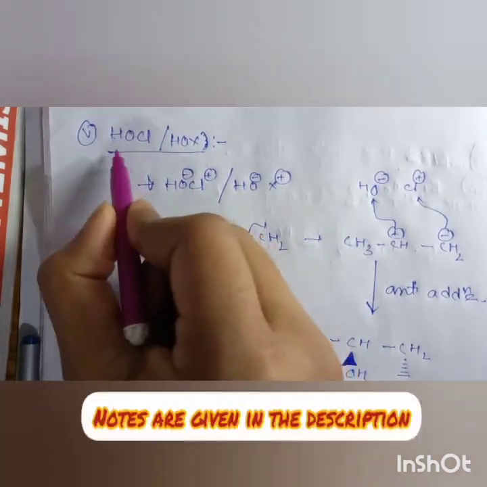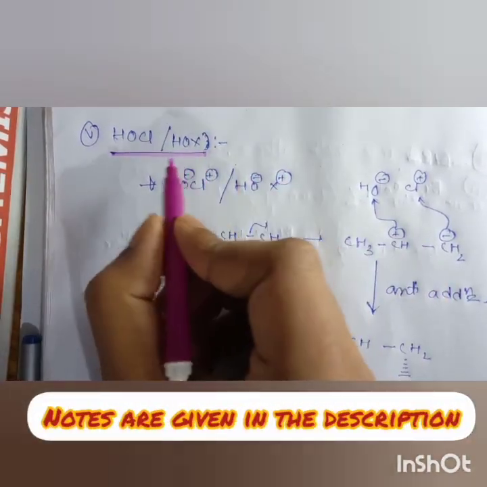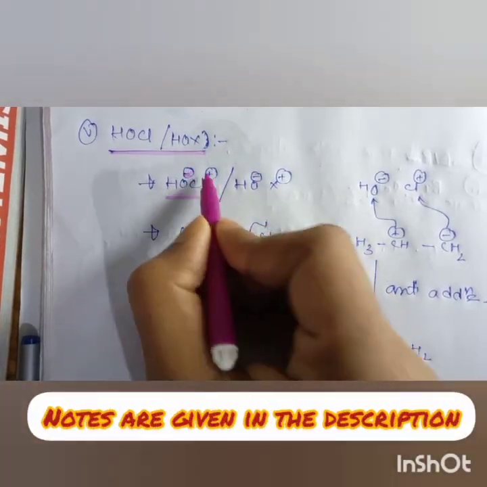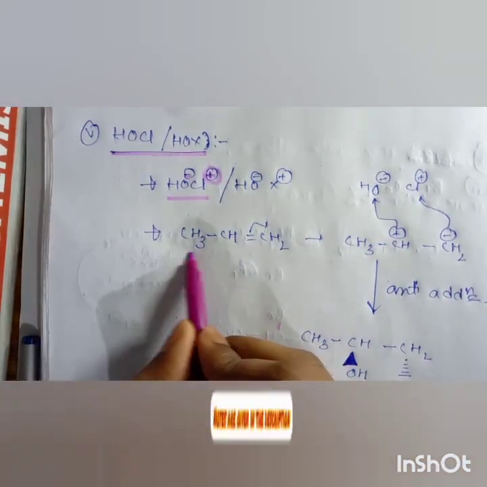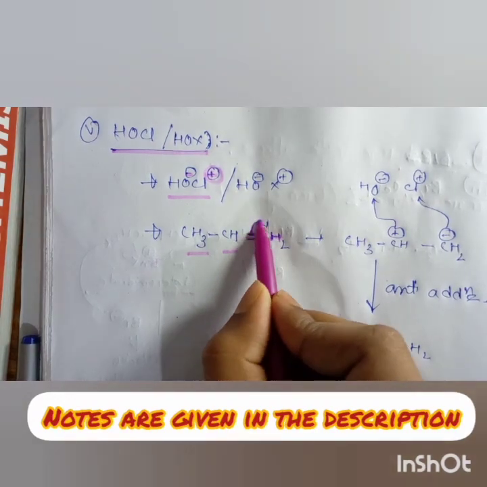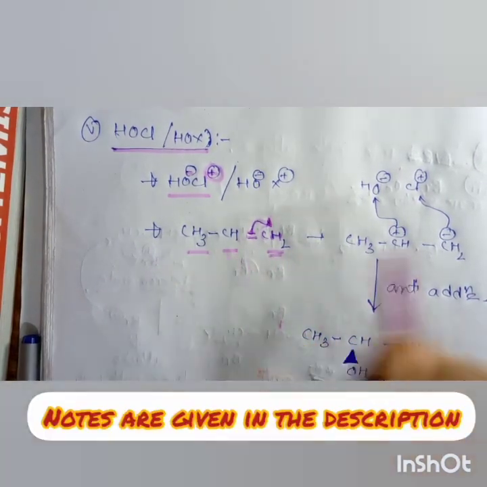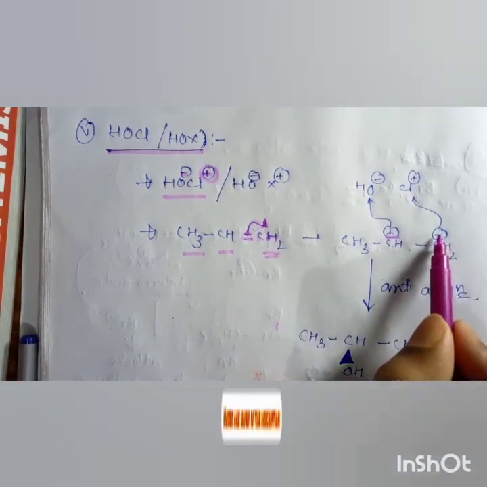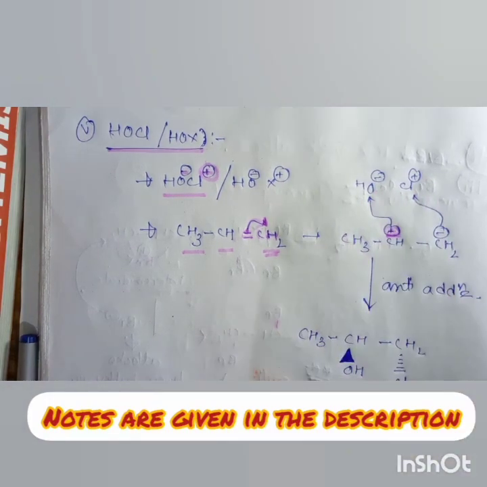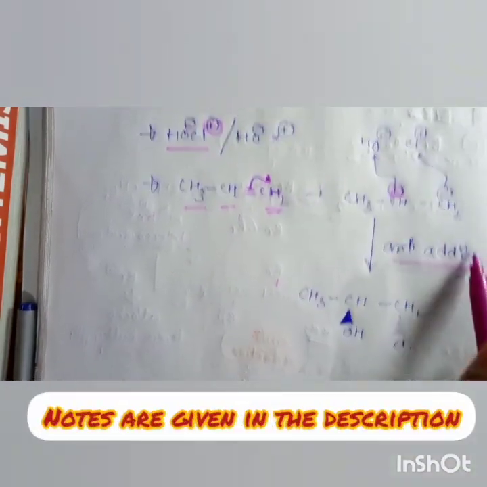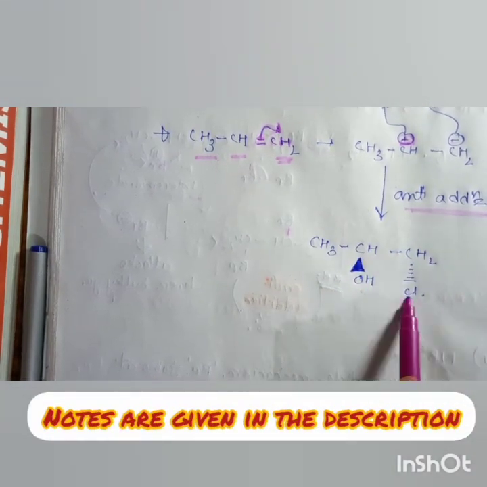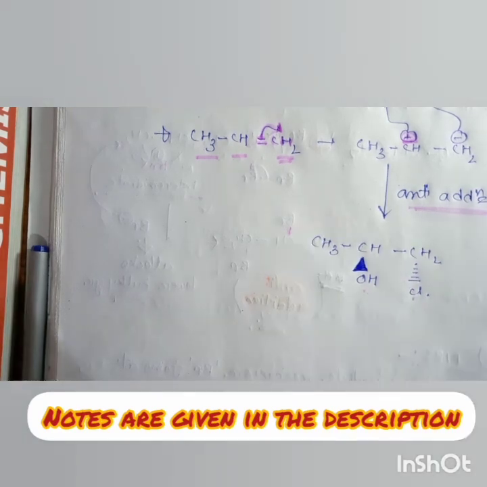So our fifth reaction is the reaction of HOCl. The HOCl forms OH minus and Cl plus, and here the CH2 bond CH double bond CH2 bond breaks into two parts forming a CH negative and CH plus. The negative attacks the chlorine and the positive part attacks the OH. It's anti-addition, forming CH3 CHOH bond CH2. These are opposite in the plane.